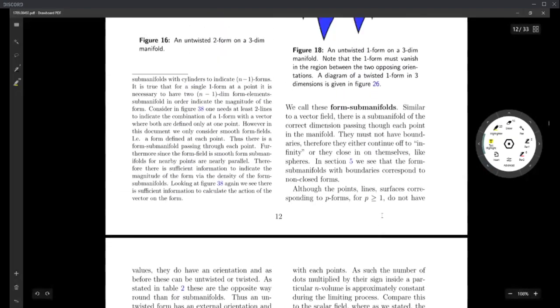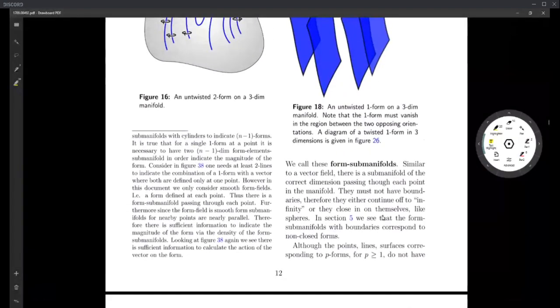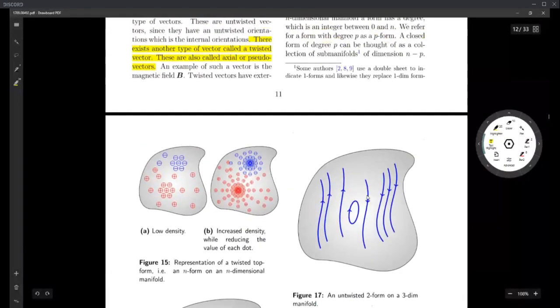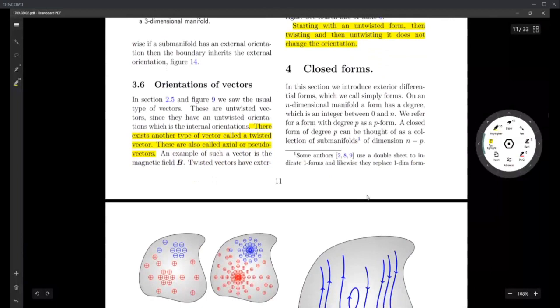Whoops, the internet's being a bit wonky here. Let's just forget this page for a moment, right? So then what are forms? By definition, forms are actually multilinear functions or maps, right? Which take a vector and output a number or a real number, right?